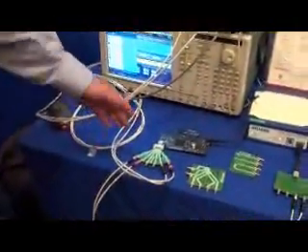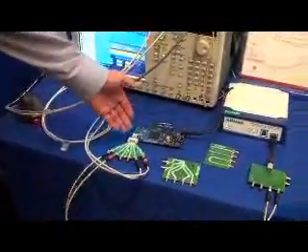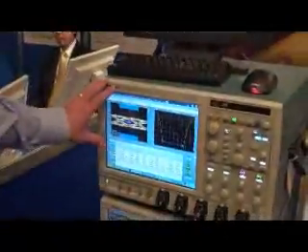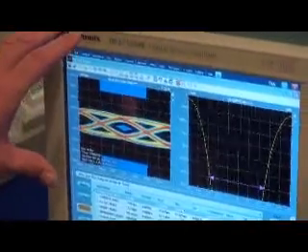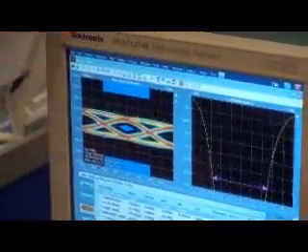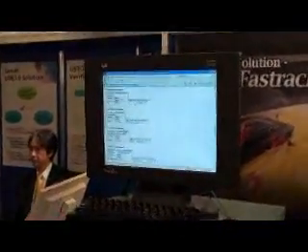And so the first test here is the transmitter test, where we actually bring the signal from the transmitter into the scope. And this is the eye diagram of the Faraday. Very beautiful.